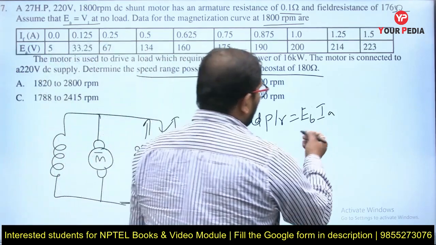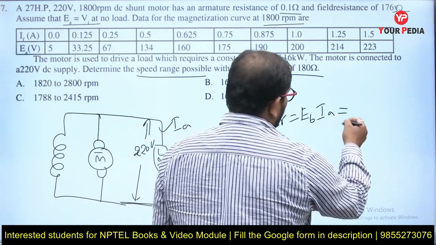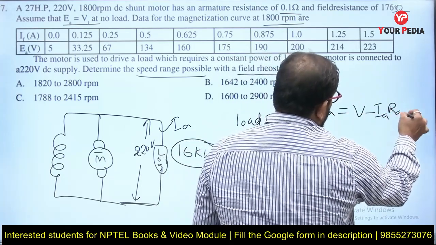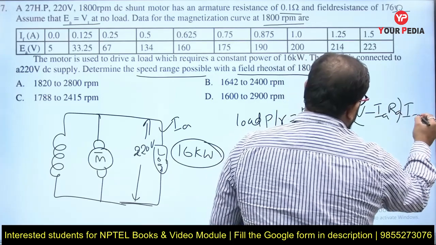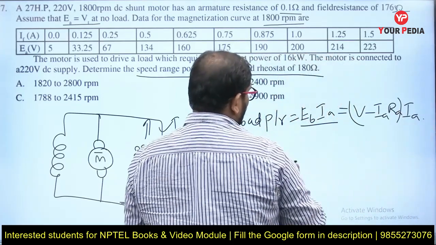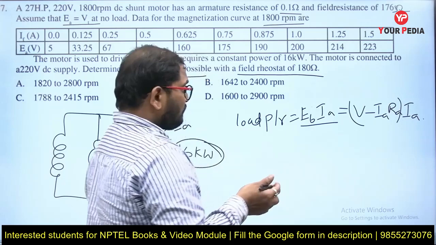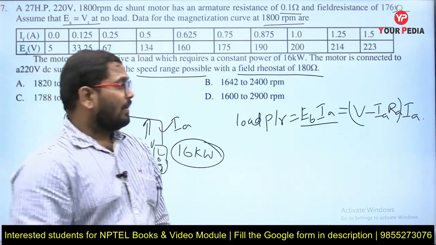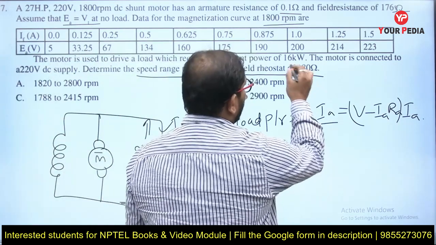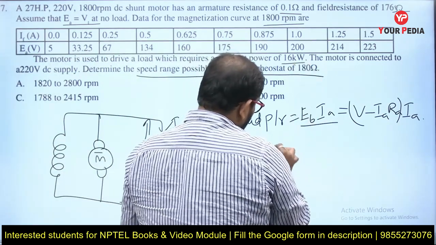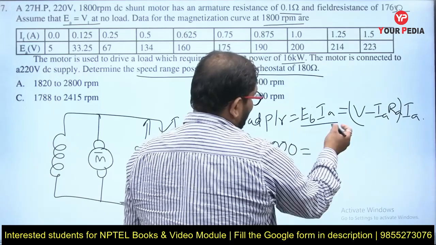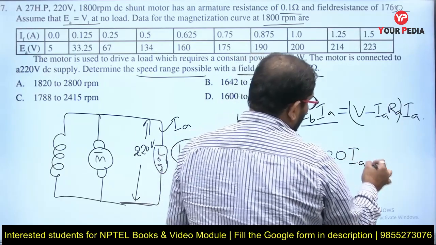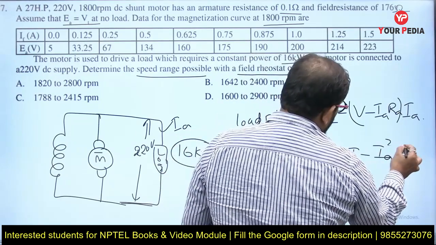So how will you write the EB value? EB can be rewritten as V minus IA RA, into IA. So from this, what is the EB value under no load condition? The EB IA product he has given is 16 kilowatt. So 16,000 is equal to V, which is 220, into IA minus IA square into RA.